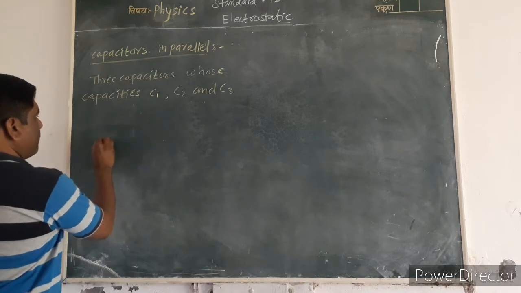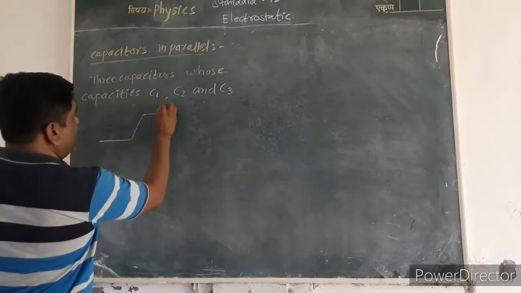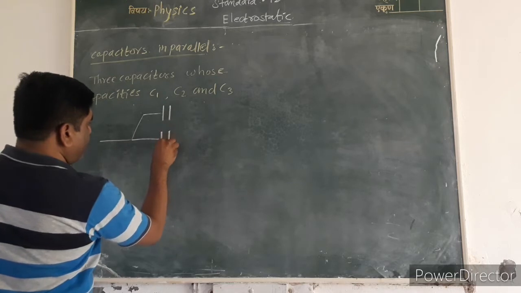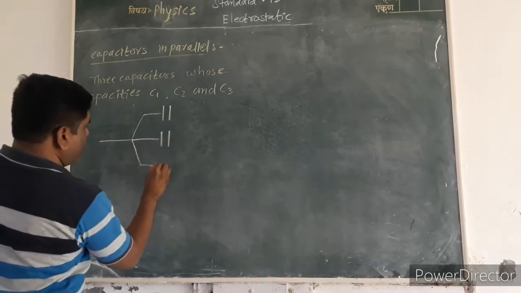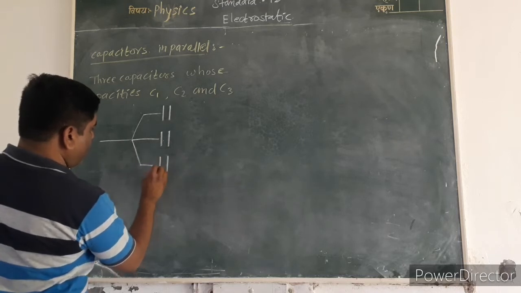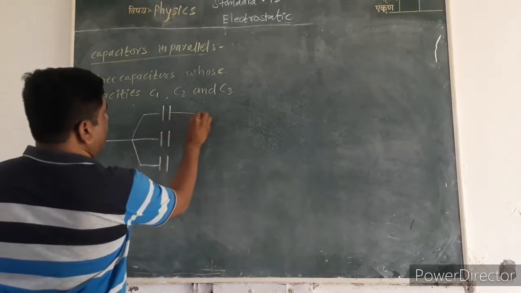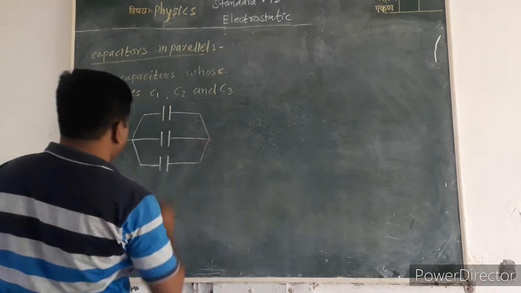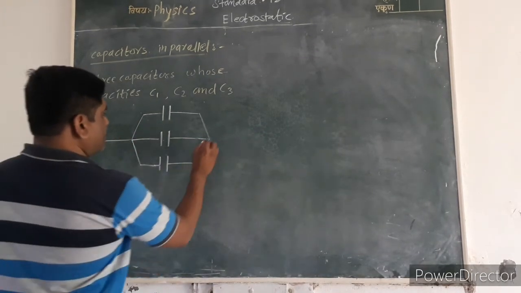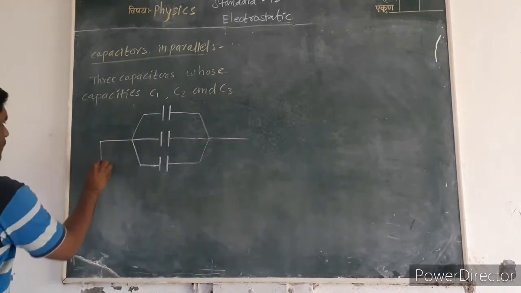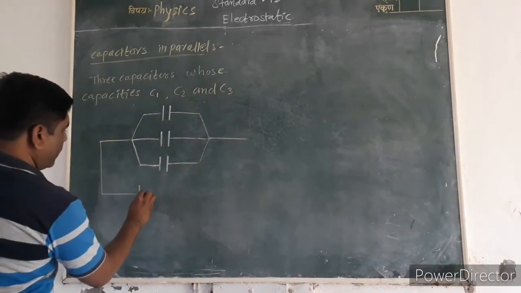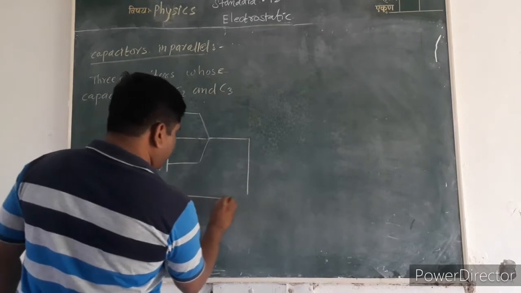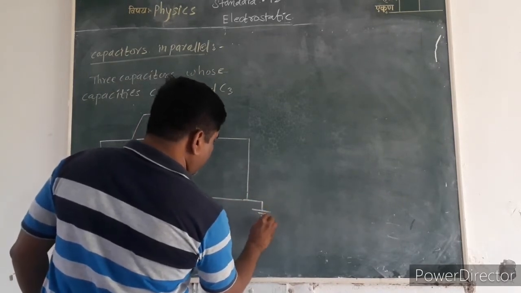Suppose this is the first capacitor, second capacitor, and third capacitor, connected in parallel across the source of electricity, that is C.